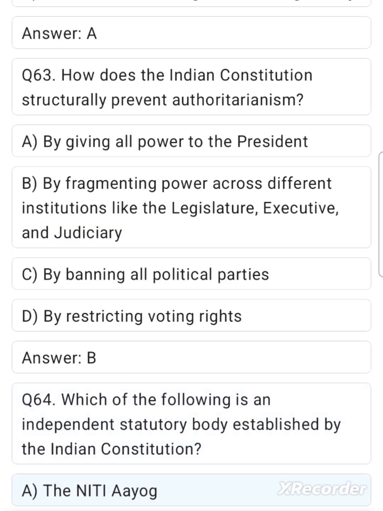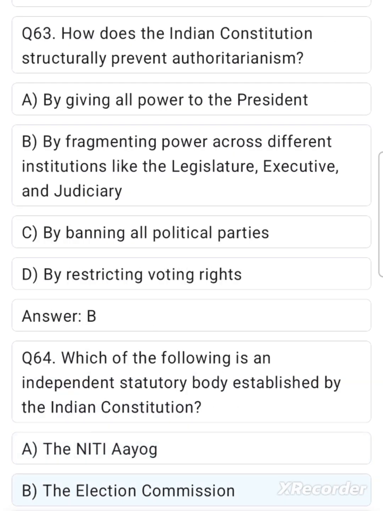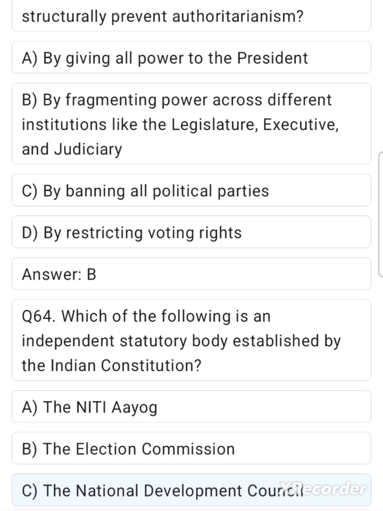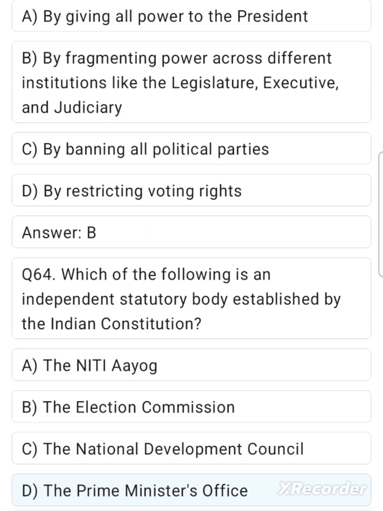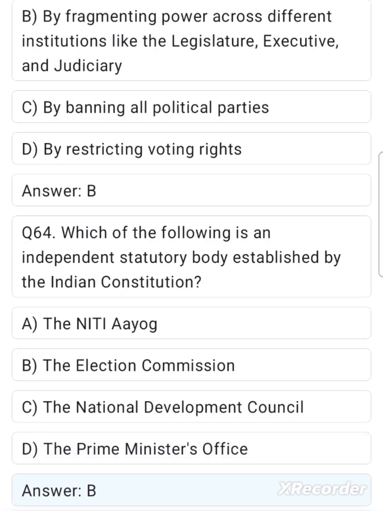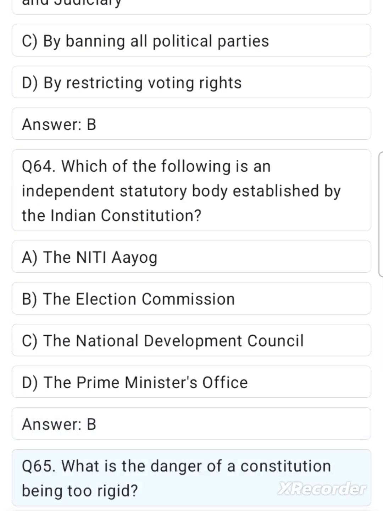Q64. Which of the following is an independent statutory body established by the Indian Constitution? A. The Niti Aayog. B. The Election Commission. C. The National Development Council. D. The Prime Minister's Office. Answer: B.